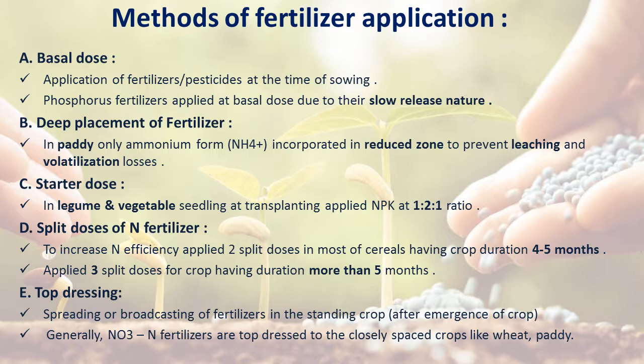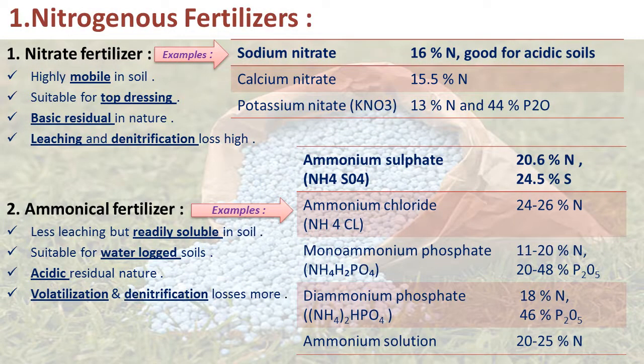The next is the top dressing stage. Top dressing is the spreading or broadcasting of fertilizers in the standing crop, like rice. And generally NO3 nitrogenous fertilizers are top dressed to closely spaced crops like wheat, paddy, etc. Then let's start the nitrogenous fertilizers.